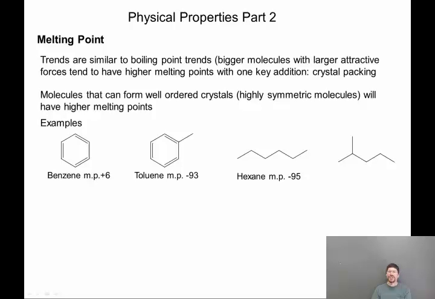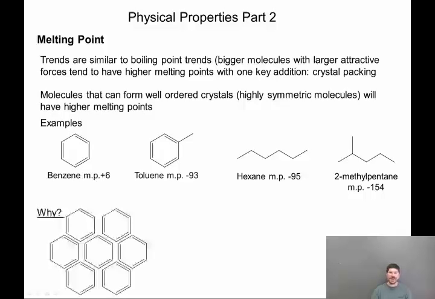But 2-methylpentane, an isomer of hexane that is branched instead of linear, has a melting point of negative 154 degrees. So it is much, much easier to melt solid 2-methylpentane than it would be to melt solid hexane. So the phenomenon is the same in both of these cases, and it is that of crystal packing.